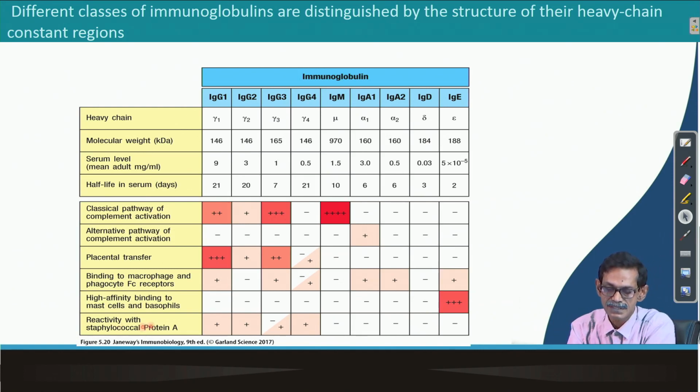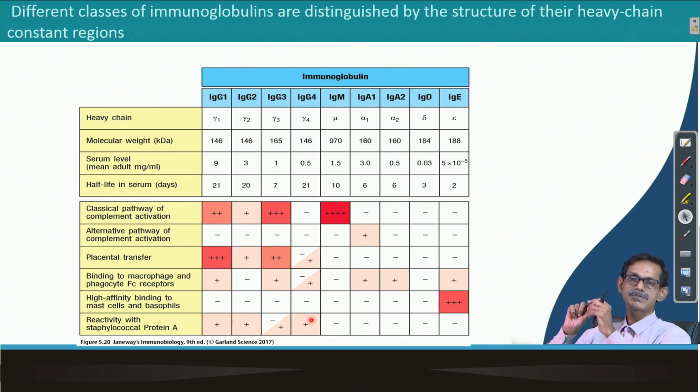So, this reactivity with staphylococcal protein A: you see, mostly the IgG are interacting with it. What it is actually doing, this protein A, the surface protein of Staphylococcus, has a specific property: it can bind to the constant region of IgG.